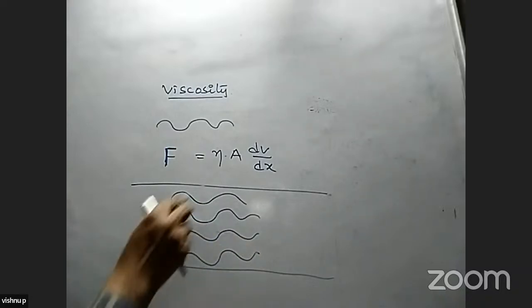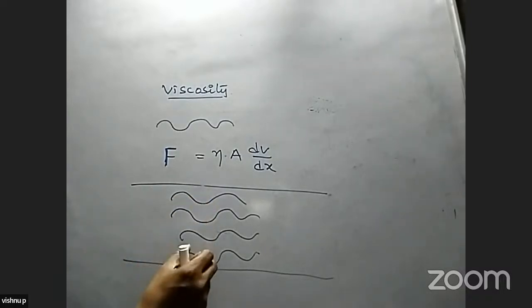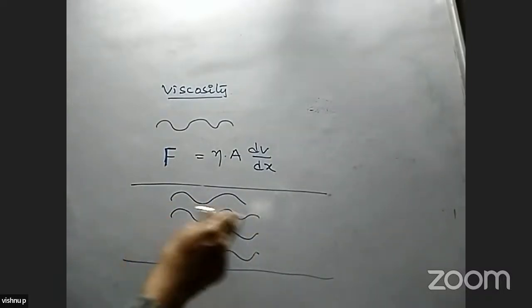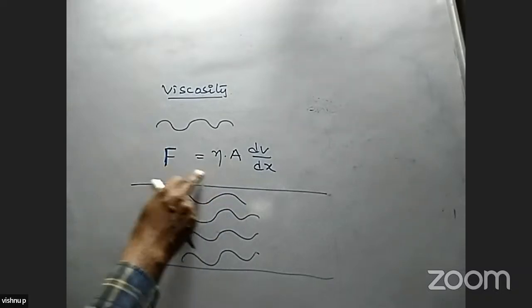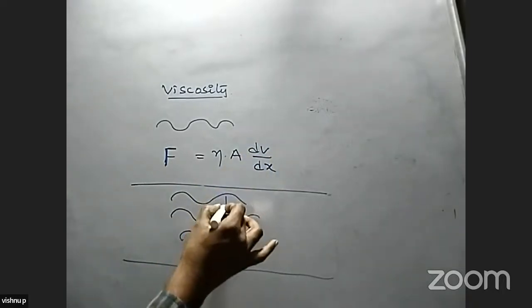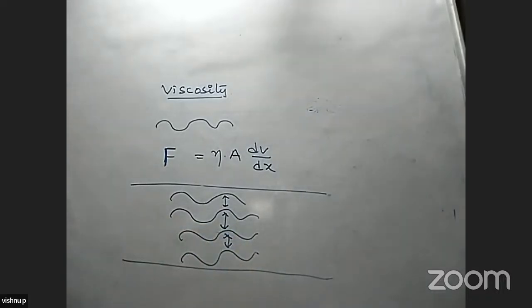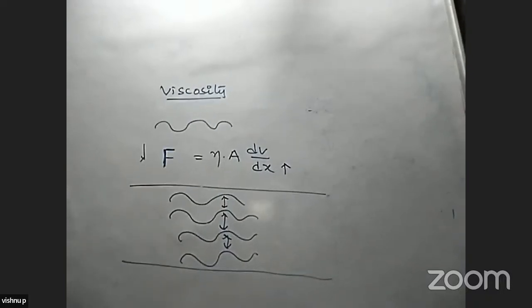So the friction depends on area. The friction is less where velocity is more, and the force is indicated by eta into A, the surface area, times dv by dx, where x indicates the distance between layers. When the distance between layers increases, the force of viscosity always decreases.